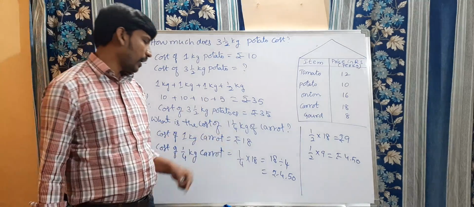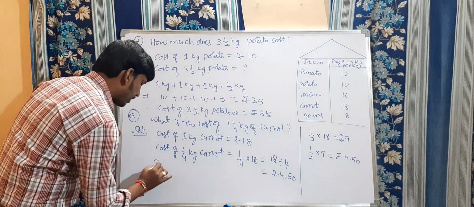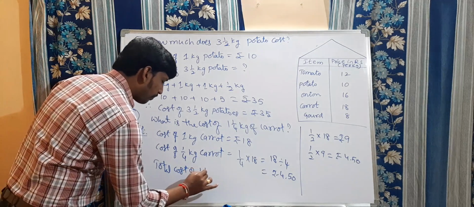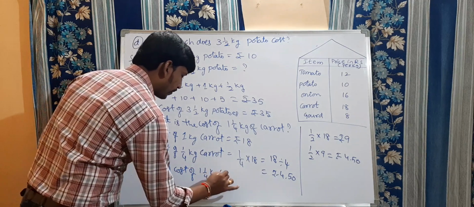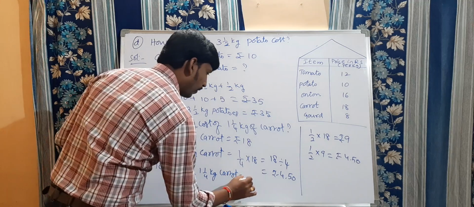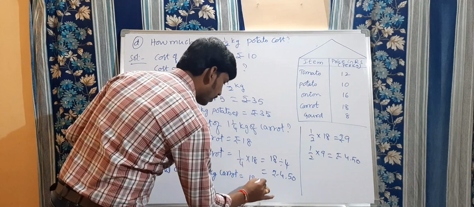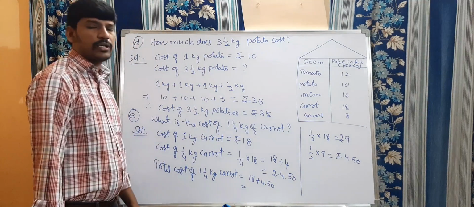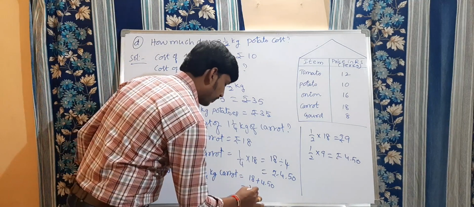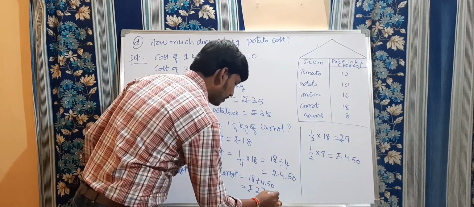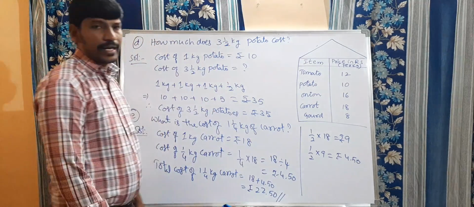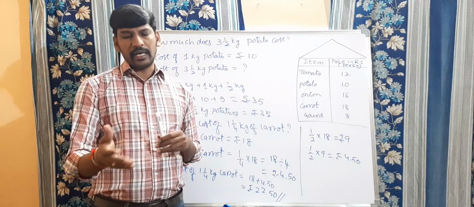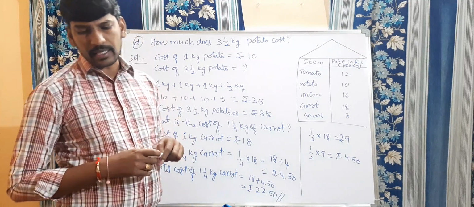But they are asking the total. So the total cost of 1 by 4 kg carrot is 18 plus 4.50. 18 plus 4 equals 22. So rupees 22.50. This is the carrot cost. Clear? Just apply this in your daily life and you can understand easily. Is it clear, my dears?